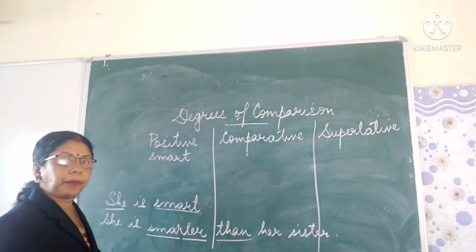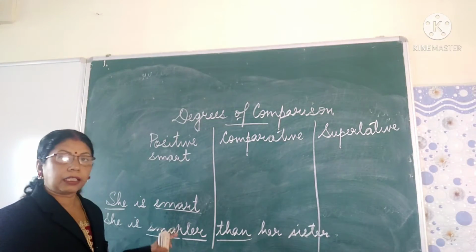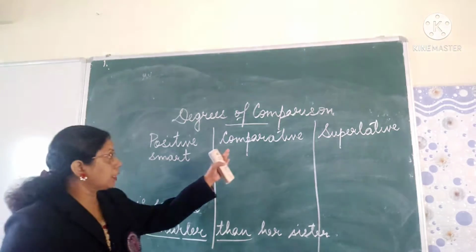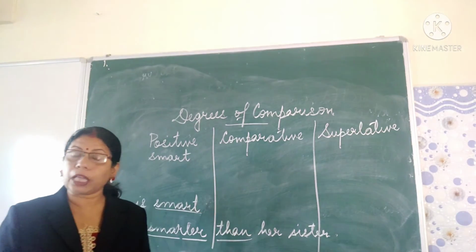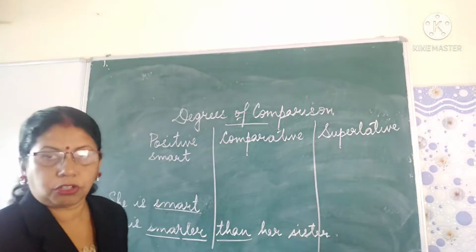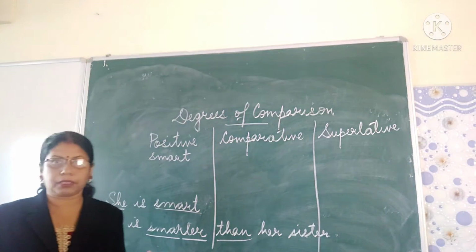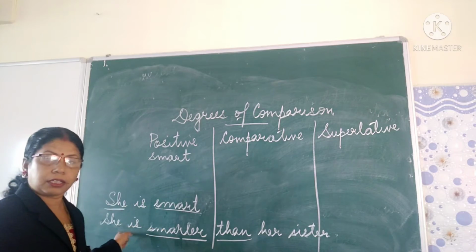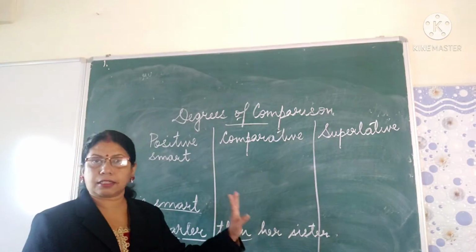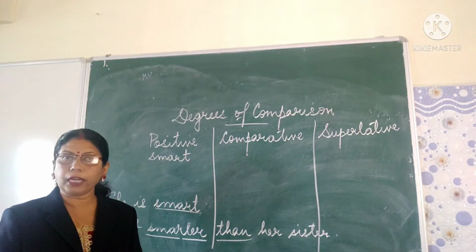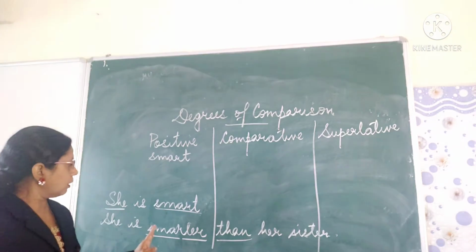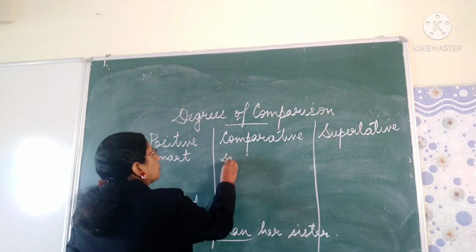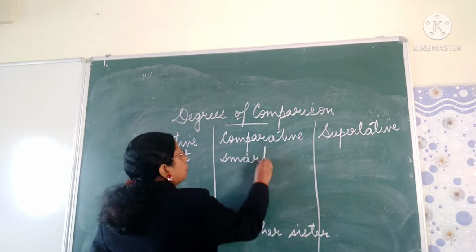Smart. Now when I am making a comparison with another person, comparative degree means comparison with one other person, not more than one. So the comparison is between two people, this girl and her sister, with no one else extra. That comes to your comparative degree. So here it is smarter.